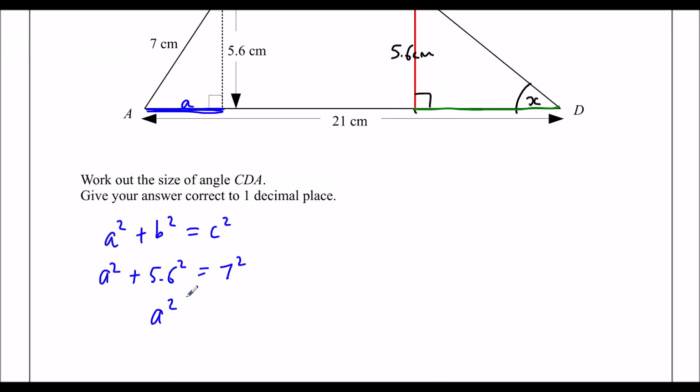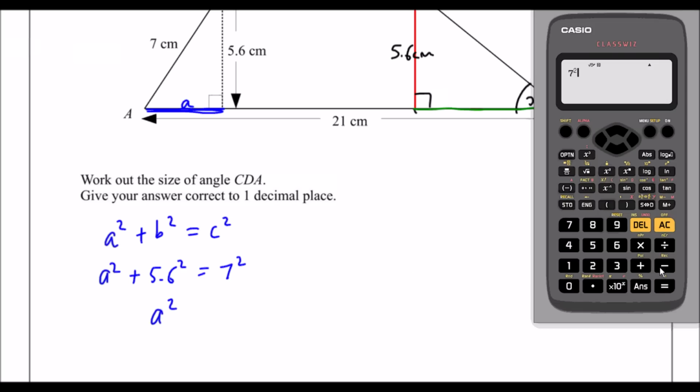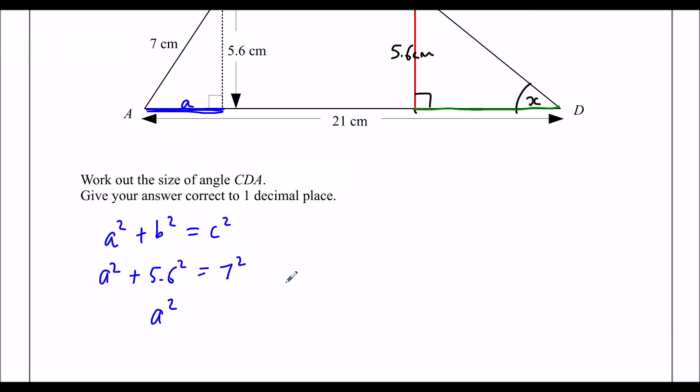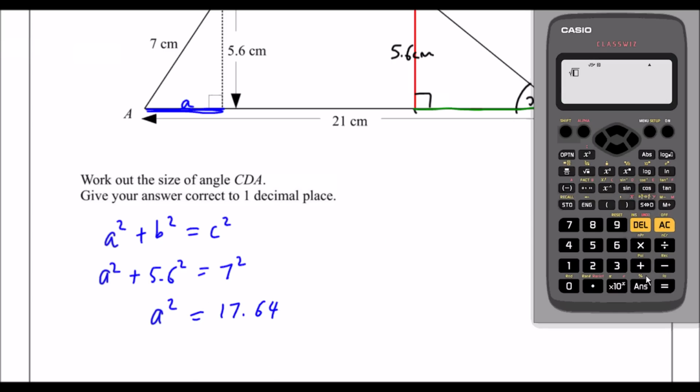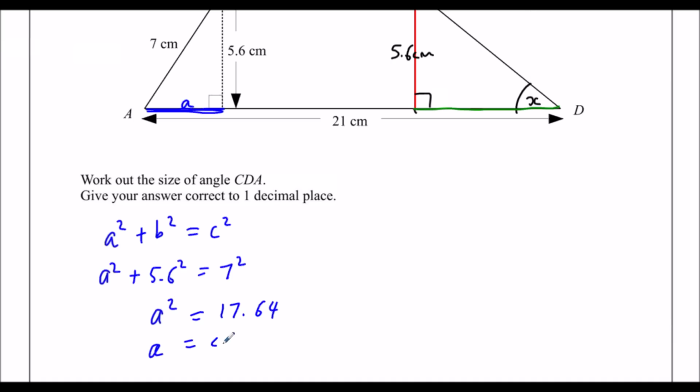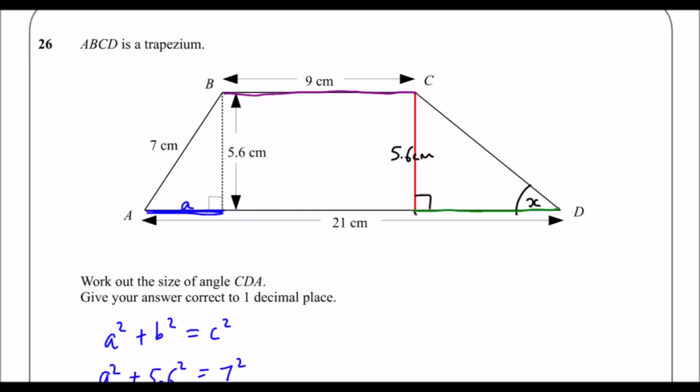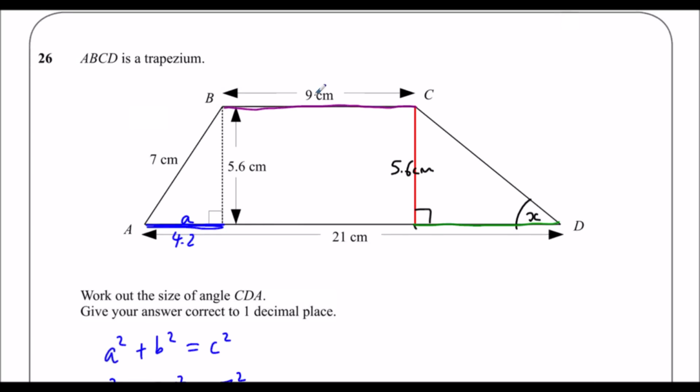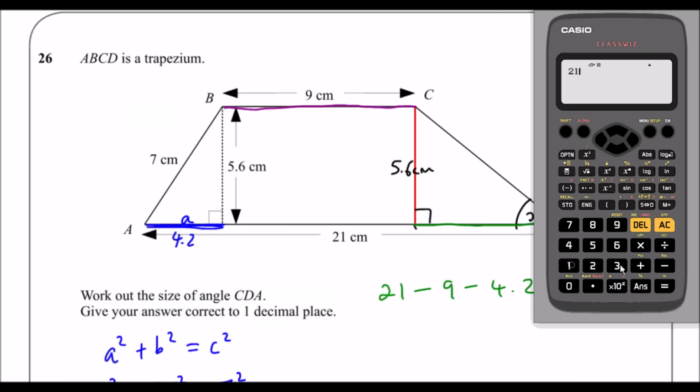So to get A squared by itself, we take away 5.6 squared. So 7 squared take away 5.6 squared is 17.64. So A squared must be 17.64. So we square root that and get 4.2. So A is 4.2 centimeters. So this is 4.2. That's 9. So the green length, 21 take away 9 take away 4.2, is 7.8.